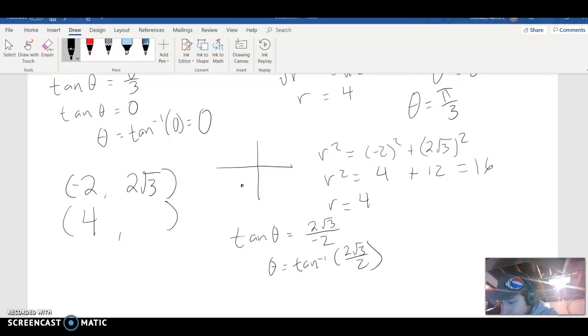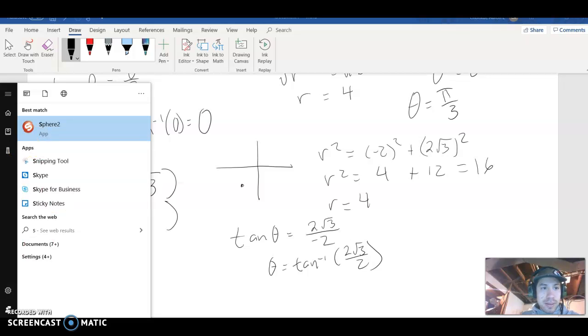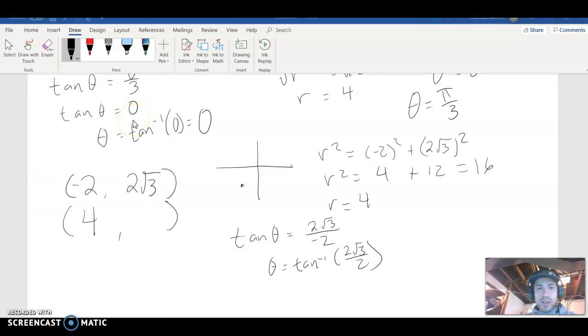Second mode, let me make sure I'm in radian again, of 2 radical 3 divided by 2. So you guys can see, I'm going to slide over onto sphere so you guys can see how I plug this. I should have showed you guys how we plug this into the calculator.